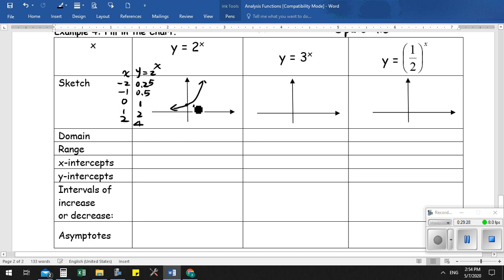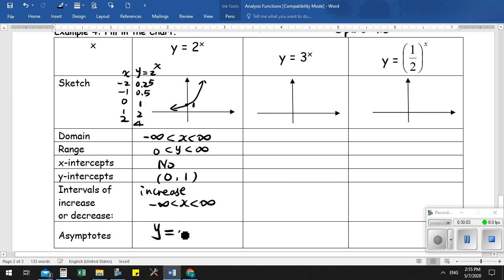So this is a 1, okay? Then the domain will be -infinity to +infinity. The y value is from 0 to +infinity. X-intercept, no. Y-intercept is always (0, 1). The interval of increasing is always going up, so increasing. The increasing interval is from negative infinity to positive infinity, all the way up. The asymptote will be the x-axis. It gives you y equals 0. So this is for y equals 2 to the exponent x.